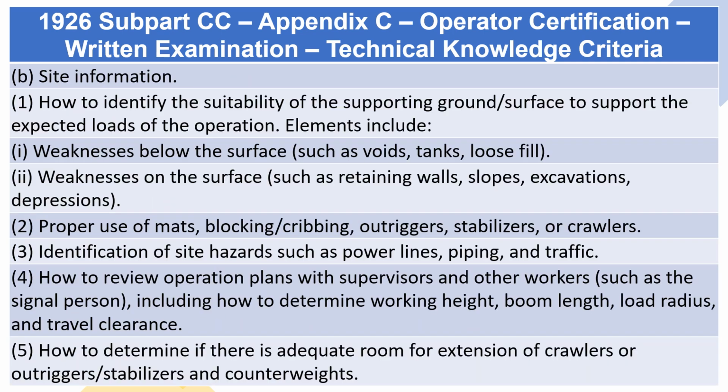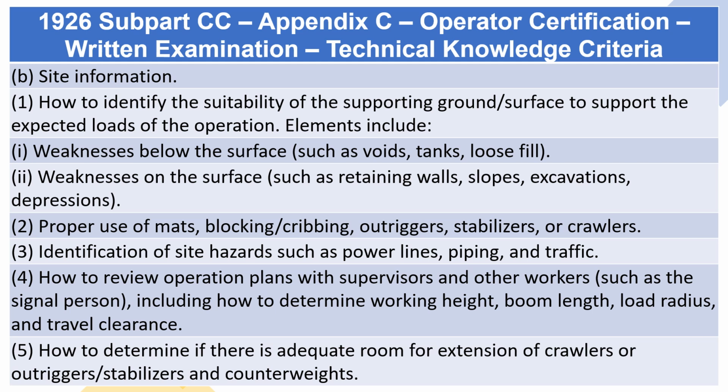B. Site information. 1. How to identify the suitability of the supporting ground/surface to support the expected loads of the operation. Elements include 1 and 2. Weaknesses below the surface, such as voids, tanks, loose fill. Weaknesses on the surface, such as retaining walls, slopes, excavations, depressions. 2. Proper use of mats, blocking/cribbing, outriggers, stabilizers, or crawlers. 3. Identification of site hazards such as power lines, piping, and traffic.